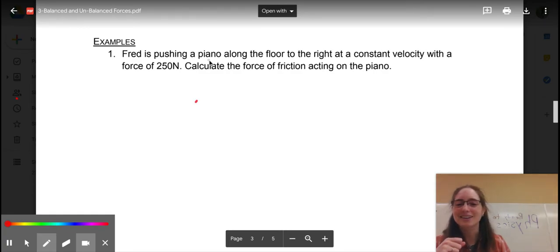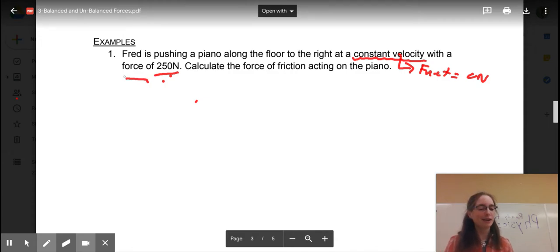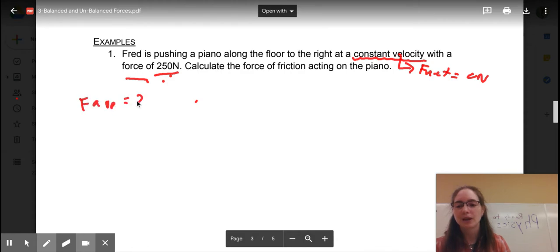Woohoo. All right. So Fred is pushing a piano along the floor at a constant velocity. The second you see those words, constant velocity, that means your Fnet is 0 newtons. With a force of 250 newtons. So if Fred is applying the force, the information we have is our force applied is 250 newtons.